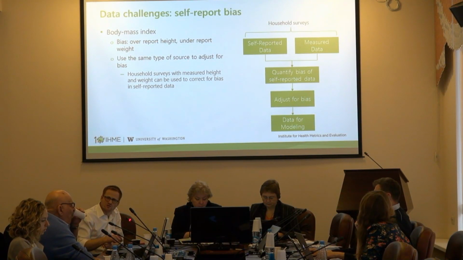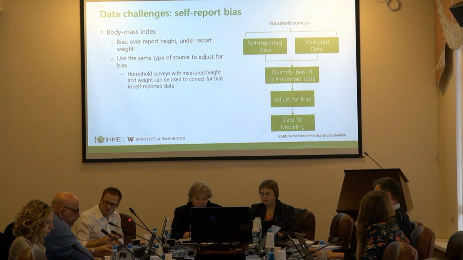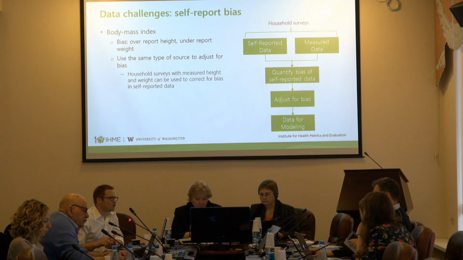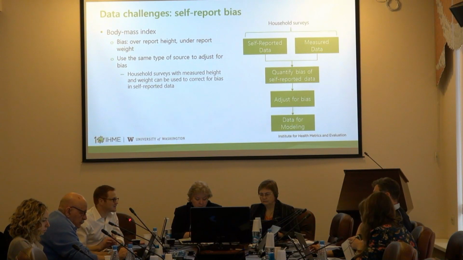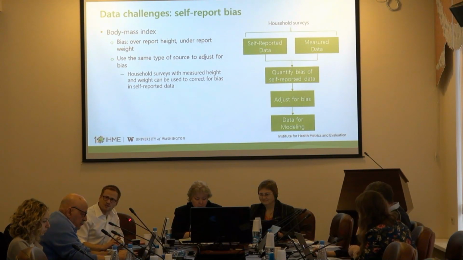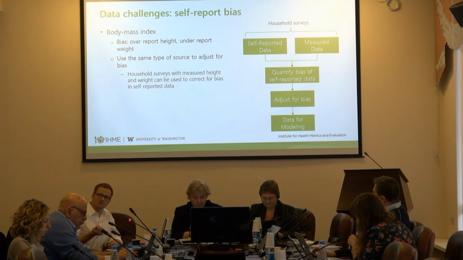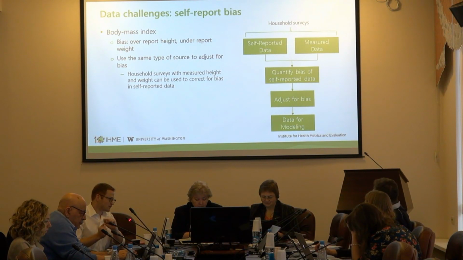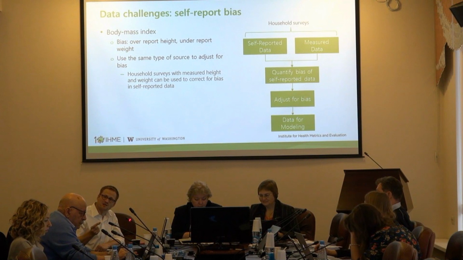Once we find the data, there's often some challenges we need to deal with. Not all data are entirely accurate, and there are some known biases. BMI is a good example of this. Men tend to over-report their height, and women tend to under-report their weight, which leads to general under-reporting of BMI. So what we do is we take household surveys that include both self-reported BMI and measurement-based BMI and figure out an adjustment. How far off are people? We quantify that bias, and we use that to adjust self-reported data, for example, to account for those known biases before we actually model the data.